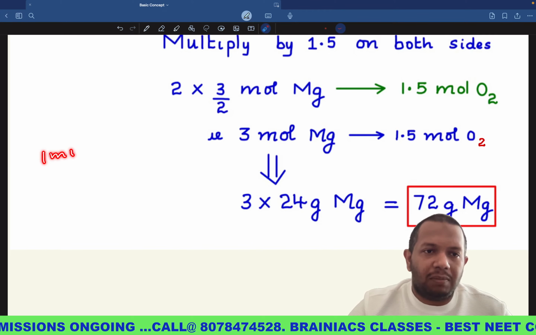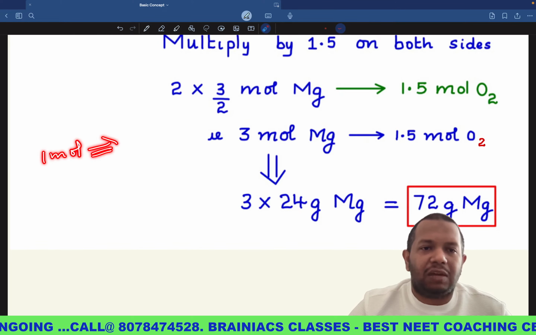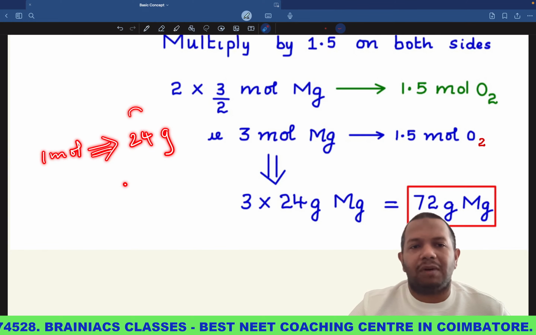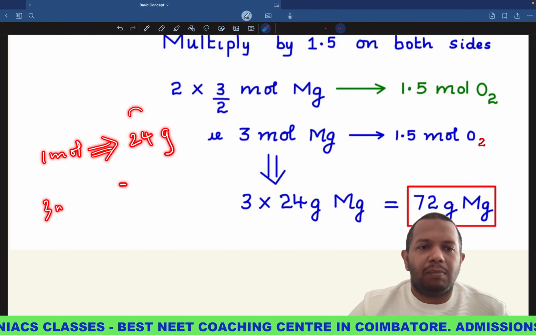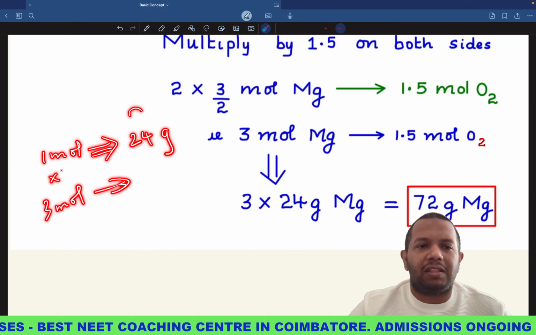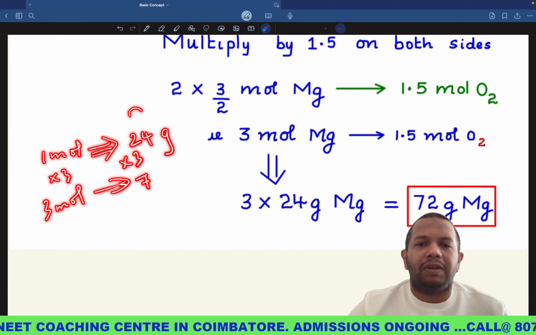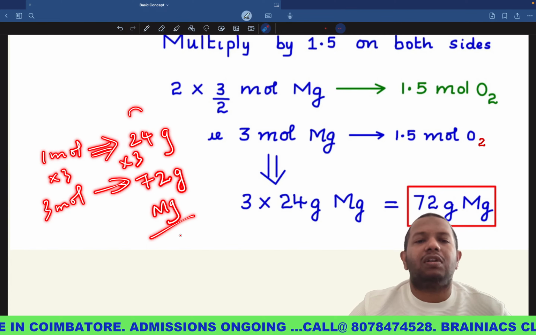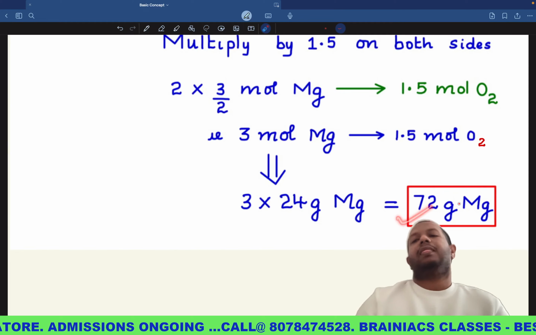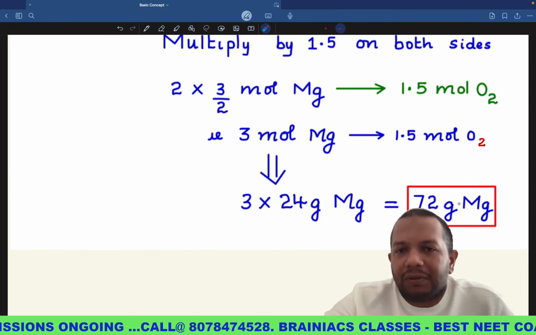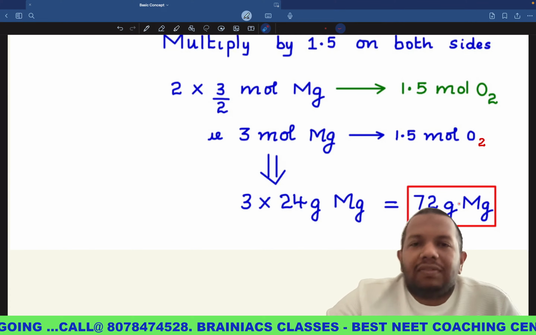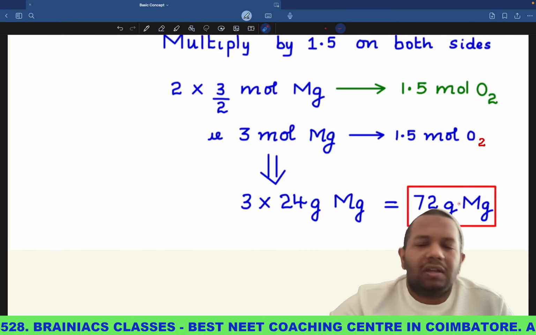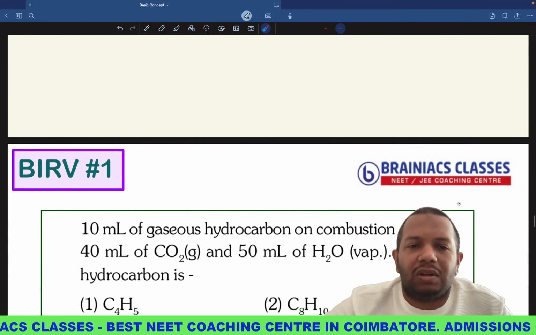We know that 1 mole of magnesium will have a weight equivalent to its mass number, that is 24 gram. This is the mass number of magnesium. So 3 mole will have what weight? Multiply by 3 on both sides. So this will become 24 into 3, that is 72 gram magnesium. You got the answer like that. Clear? So it's a very simple question. I hope you understood. So similar to this, you can do any question that is present in the NCERT. Okay, just focus on the concept and do it.